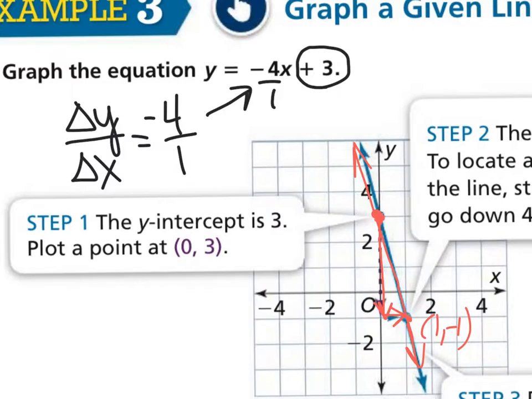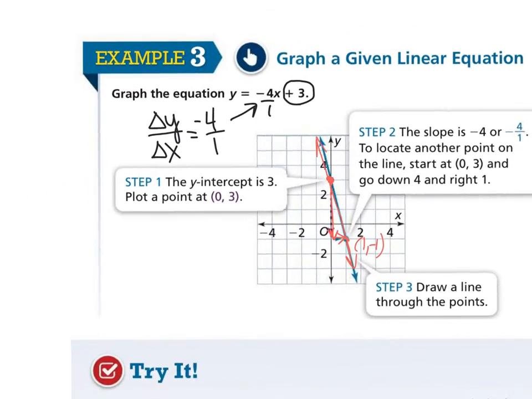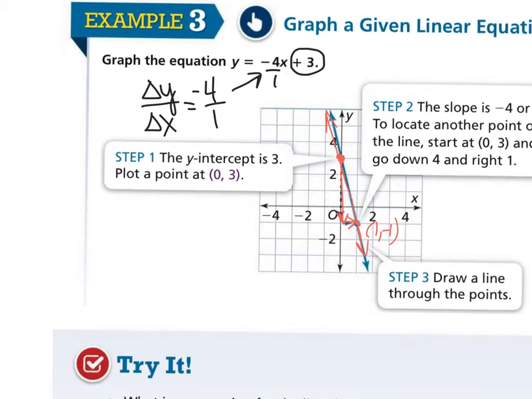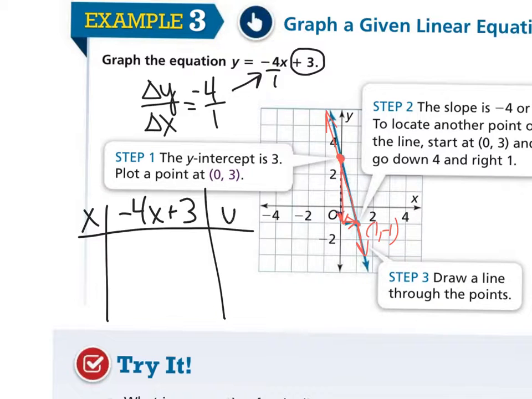The other option I mentioned to you is that we can make a table. So if you have a hard time doing those things that the book mentioned, or if you just want a little bit of a safer approach to working this out, you can use a table. This one didn't have any fractions to start with, so you should be good to use just 0, 1, and 2 for your x values.